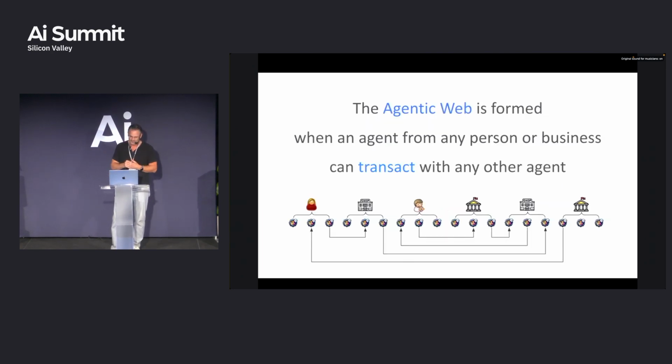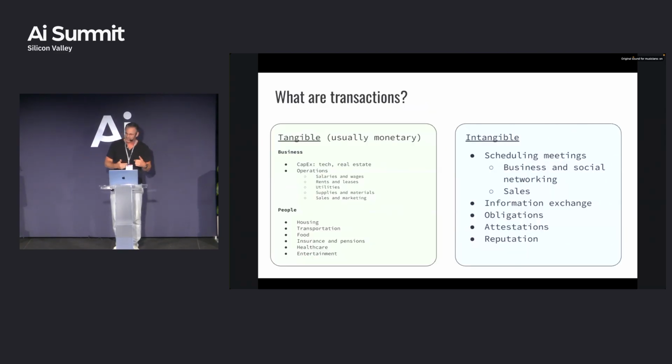The Agentic Web is formed when an agent from any person or business or government can transact with any other agent from any business, person, or government. It's this huge web of agents. And so it begs the question, what are transactions? There are fairly obvious ones, the tangible ones, usually exchanging something that costs money. It's operational stuff, salaries and wages, housing, transportation, running the Uber, buying food, all that kind of fun stuff. That's fairly straightforward.